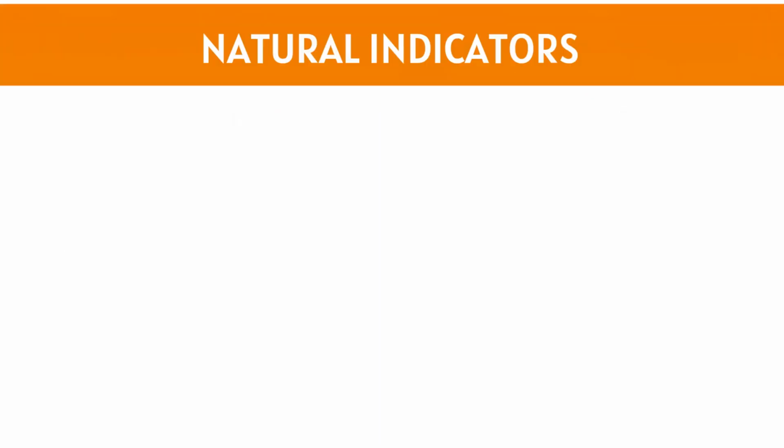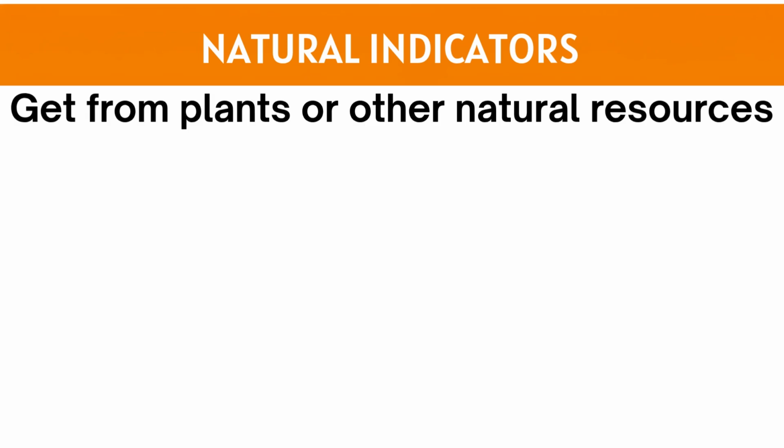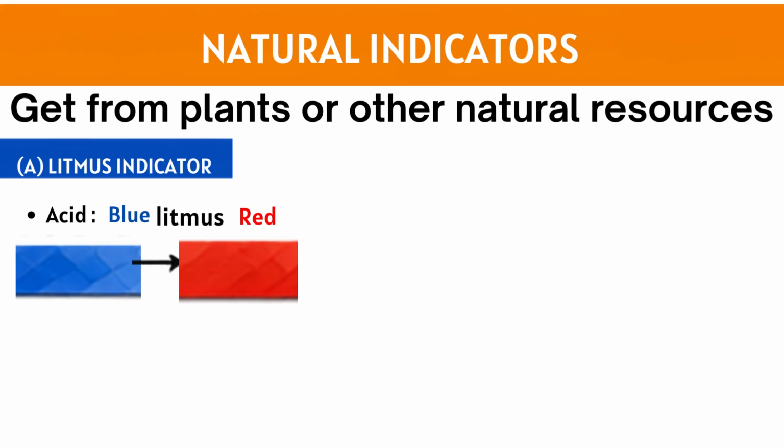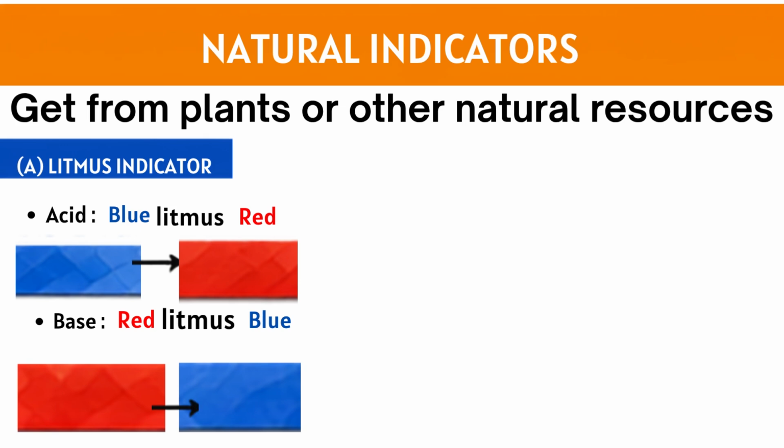Natural indicators. Natural indicators are those indicators which we get from the plants or other natural resources. Some natural indicators are litmus. With the help of an experiment, I have already shown that in acidic solution blue litmus turns into red. And when the solution is basic, then red litmus turns into blue.